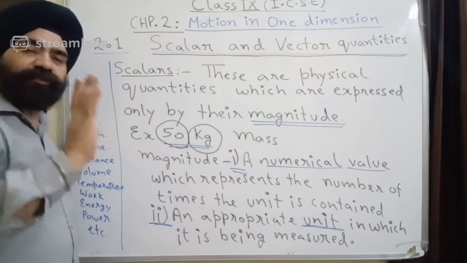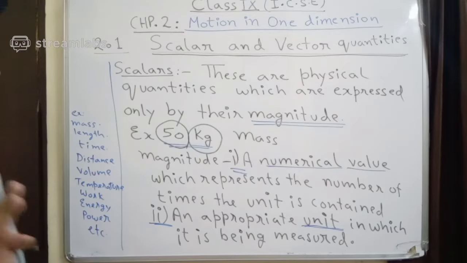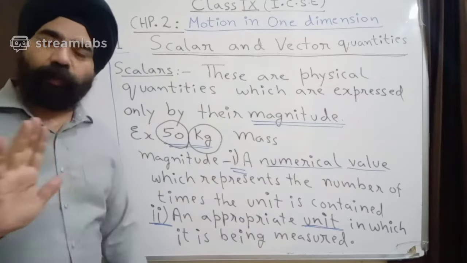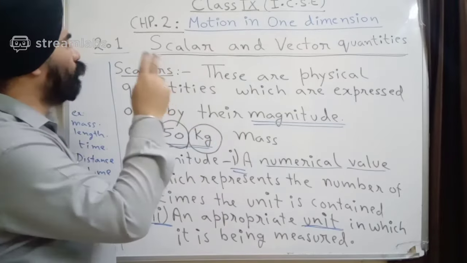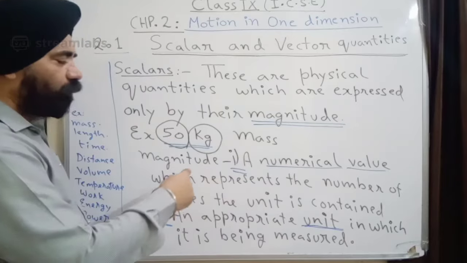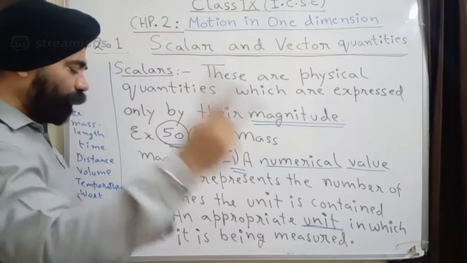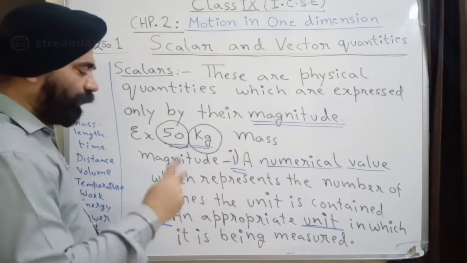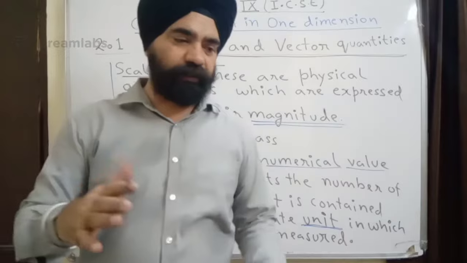So 50 kg gives me complete information. I don't need any direction for this. Understood? So you must have read whatever is written. I can read it out once again. So what do we need to express a scalar quantity? We need a numerical value which represents the number of times the unit is contained. And number two, I have to follow it by an appropriate unit which I have chosen for measuring it. Done?